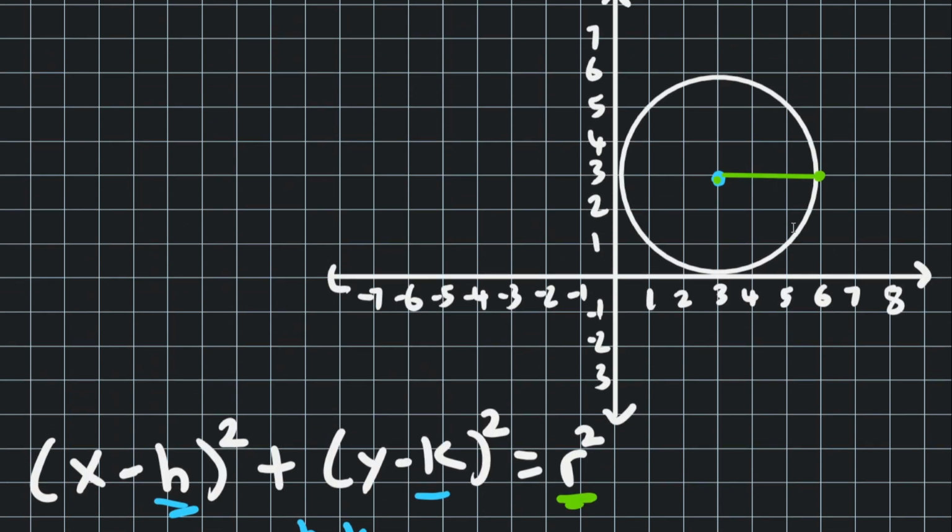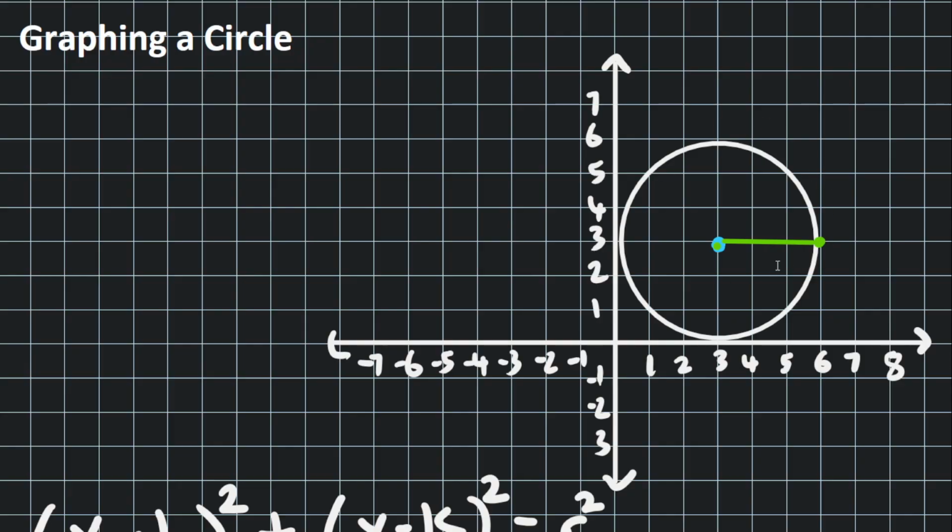Now, one thing to notice is that we can graph this circle, but it's not a function. If you go ahead and drop a vertical line right here, then it hits 2 points on the graph. So it fails the vertical line test. Therefore, a circle is not a function. So a circle can't be a function, but a semicircle can.